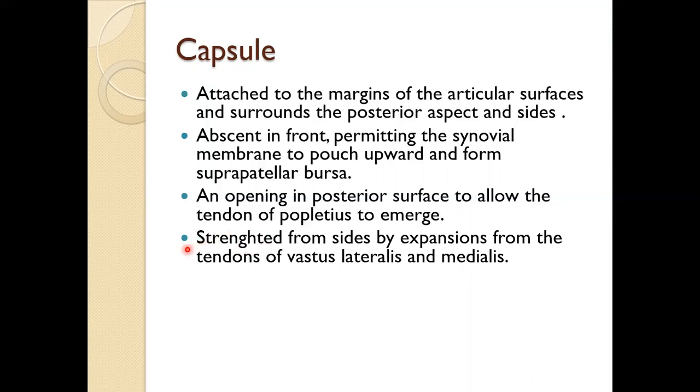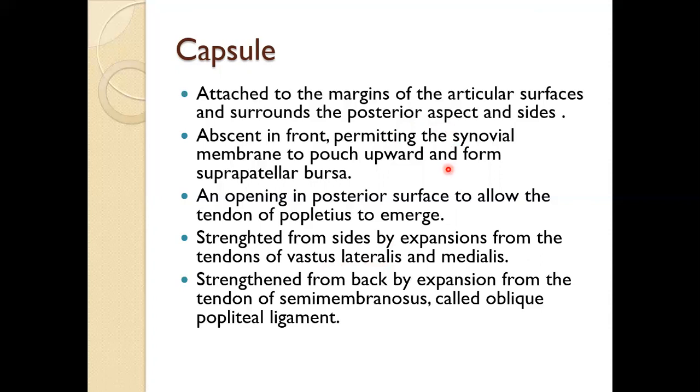Now, the three walls of the capsule, the lateral wall, medial wall, and the posterior wall, are strengthened by tendinous expansions from the neighboring muscles. The strength from the sides is provided by expansions from the tendons of the vastus lateralis and the vastus medialis, right? Vastus lateralis from the lateral side and vastus medialis from the medial side. Then from the back, the strength is given by expansion from the tendon of the semimembranosus muscle.